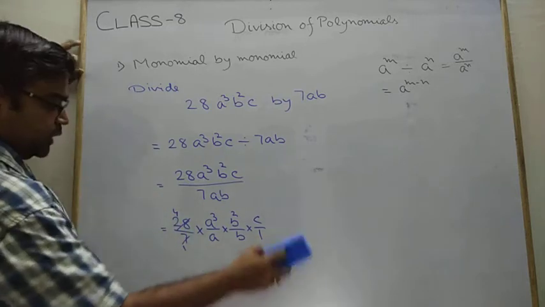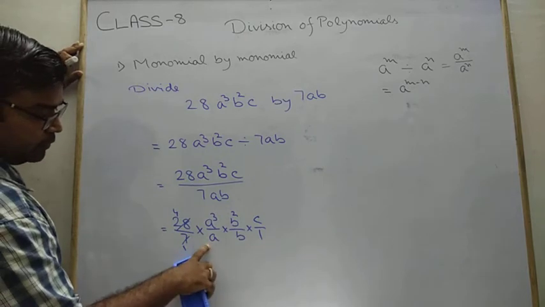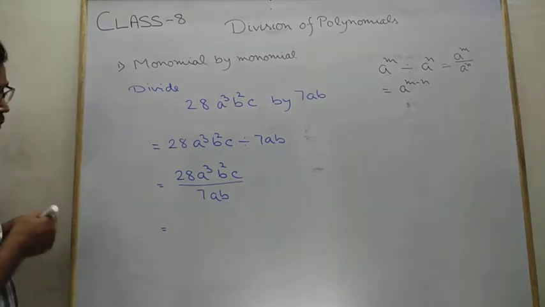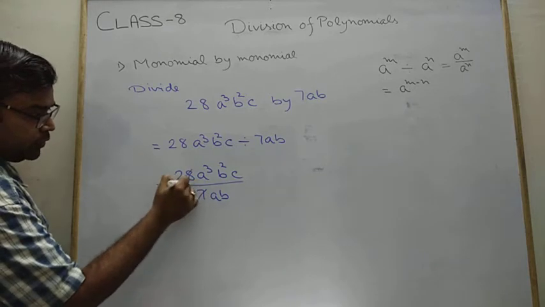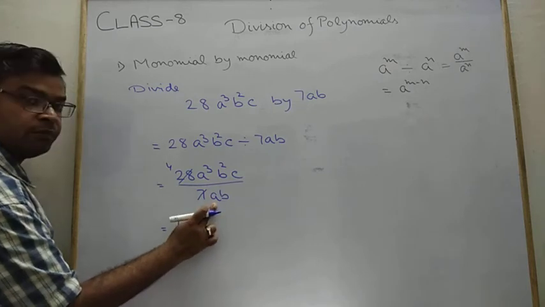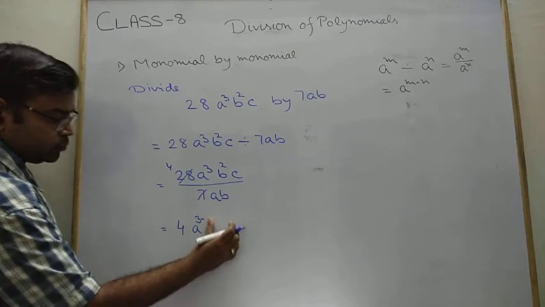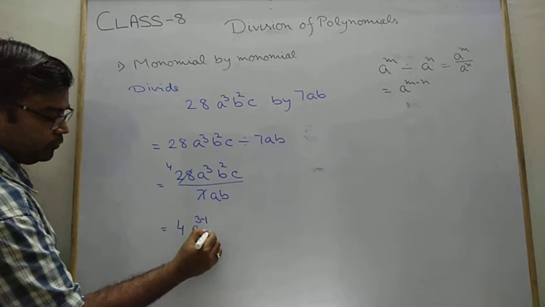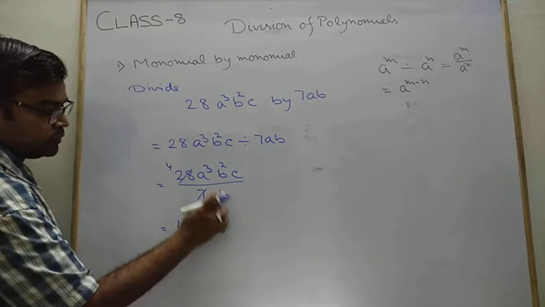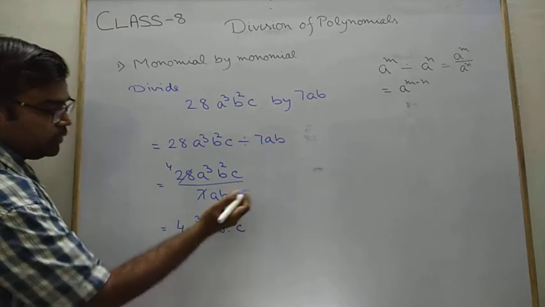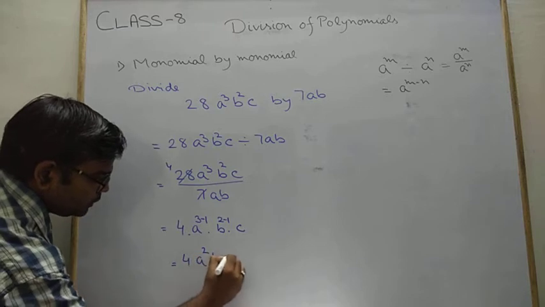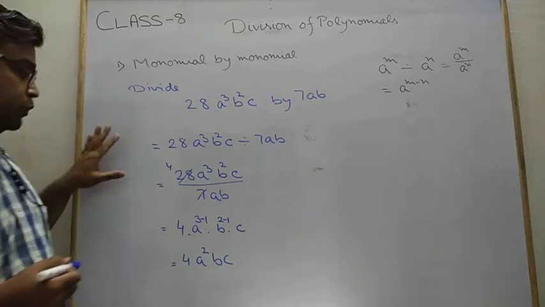So how do we solve the next part? Now all of you are observing that there is no base in the divisor for c, so I put 1. But in your solution you must divide this with this. 28 divided by 7 is 4, so we write down 4. Here we have a to the power 3, and this has power 1, which goes upward with a negative sign. Then we have b to the power 2 minus 1, because one power is there, then c over 1, there is no more c, so as it is. So ultimately what we write is 4 a to the power 2 b c. This is your solution of monomial by monomial.